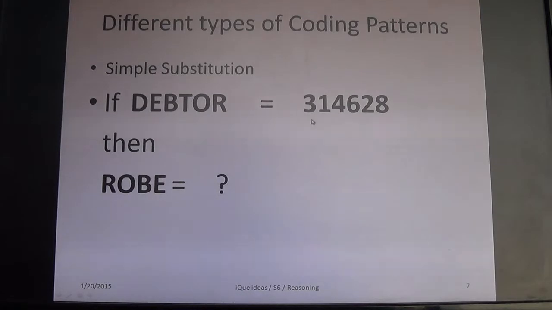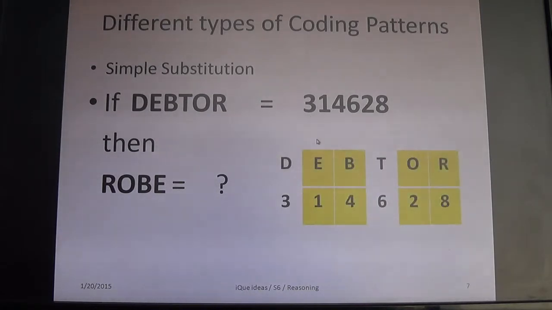D is blindly substituted with 3, E with 4, E with 1, B with 4, T with 6, O with 2 and R with 8. So robe should be coded as 8, 2, 4, 1.